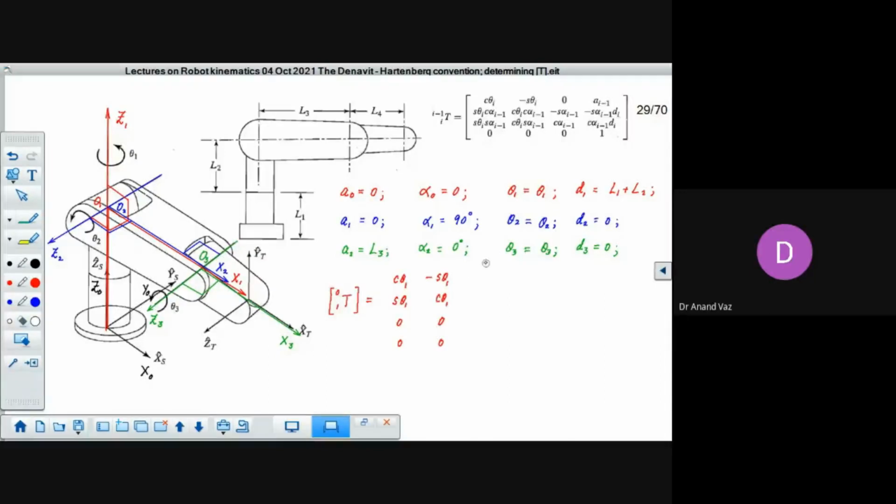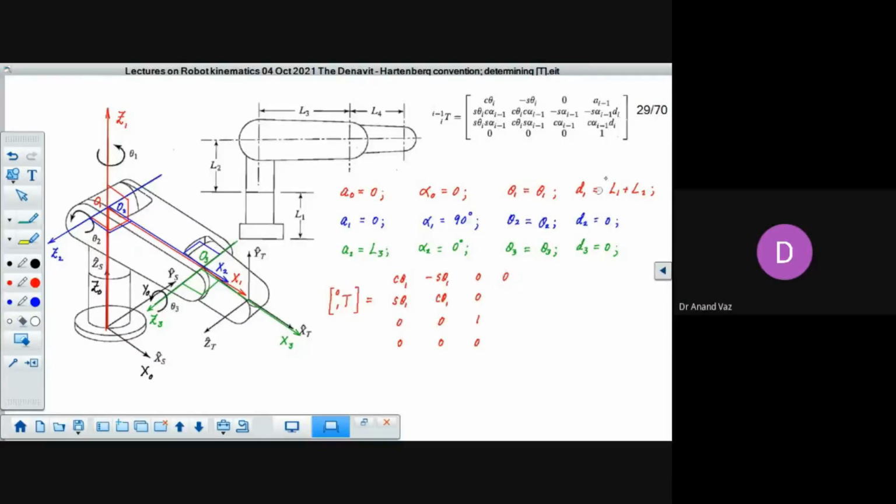What about here? 0 is already present here, so keep it at 0. This is minus sine of 0, so this will also be 0. And this is cos of 0, that is 1. And here it is 0. What about this? Here it is a0. So this is going to be 0.